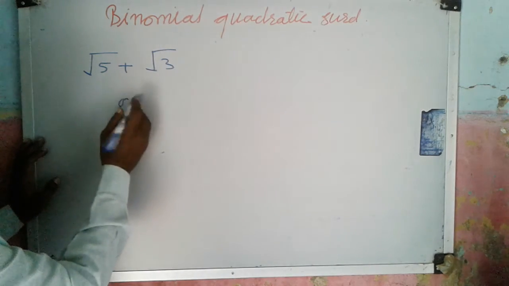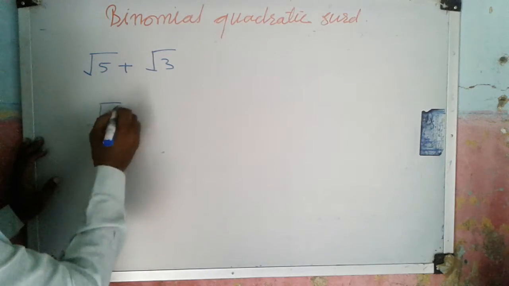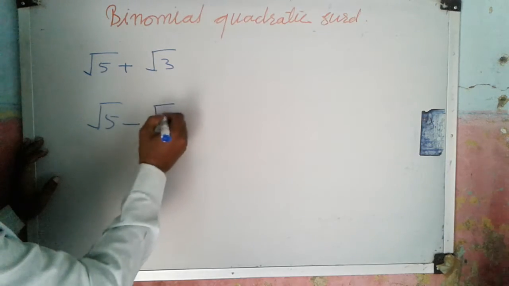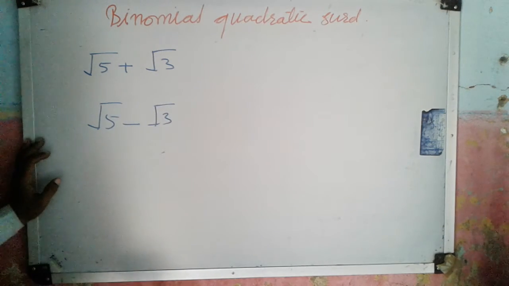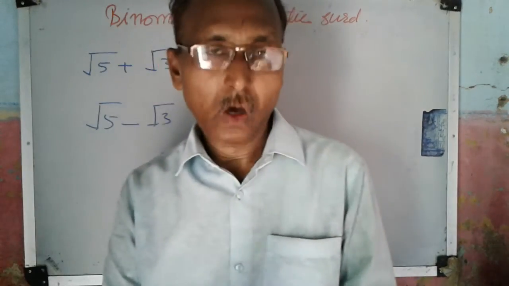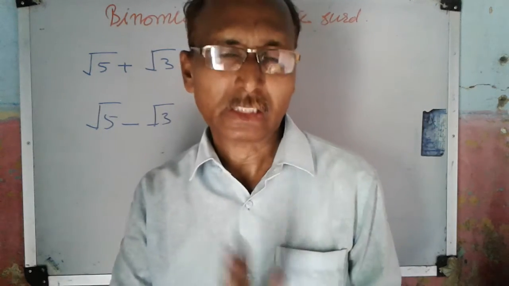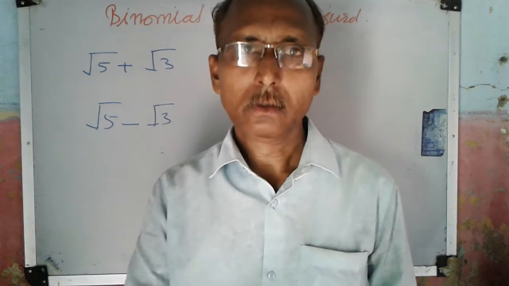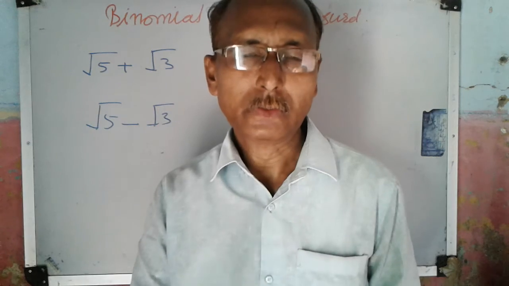Or root 5 minus root 3. This is also called binomial quadratic surd. That means addition or subtraction of two quadratic surds form a binomial quadratic surd.